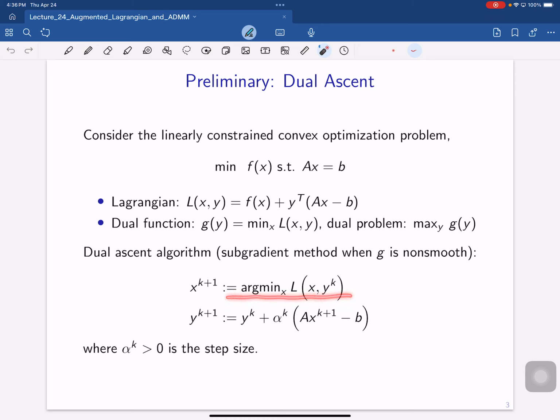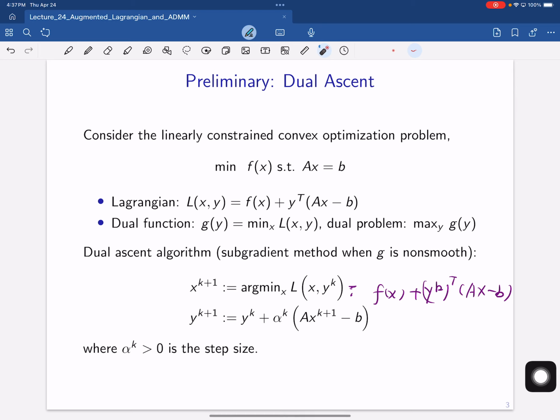So this is like an unconstrained convex problem. If you fix y equal to yk, this L is f of x plus yk transpose (Ax minus b). I said f of x is a convex function, and yk is a constant, fixed using the yk from the previous iteration.